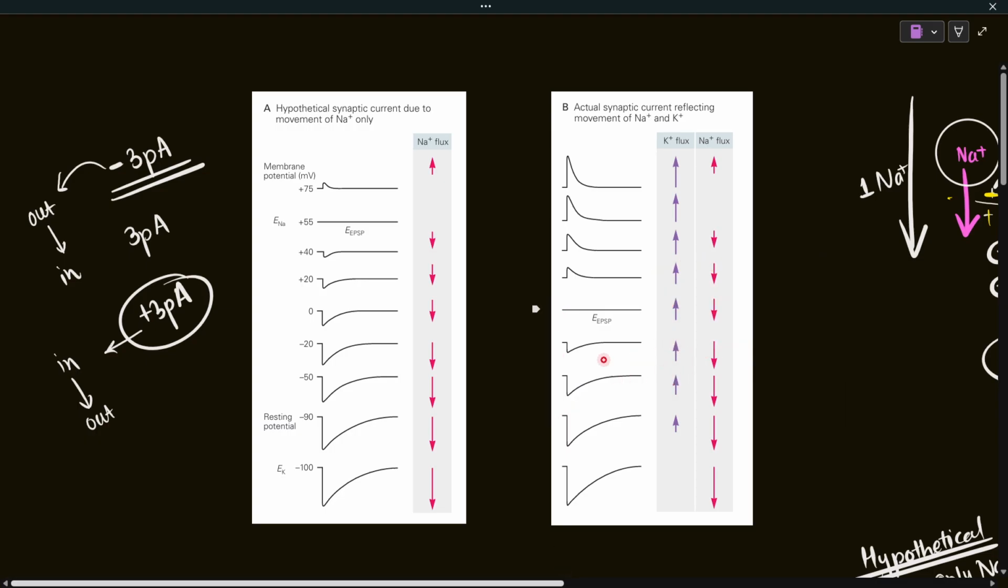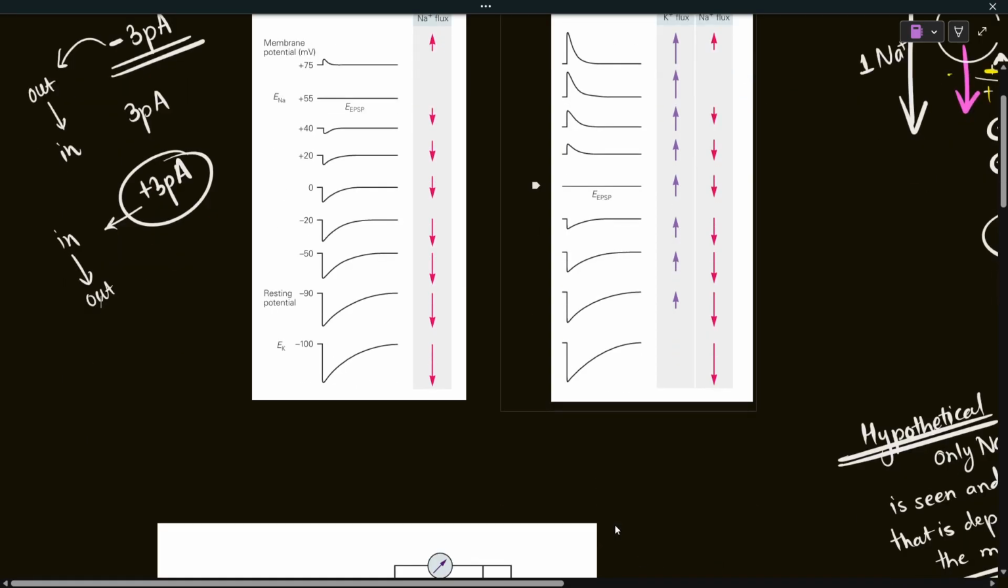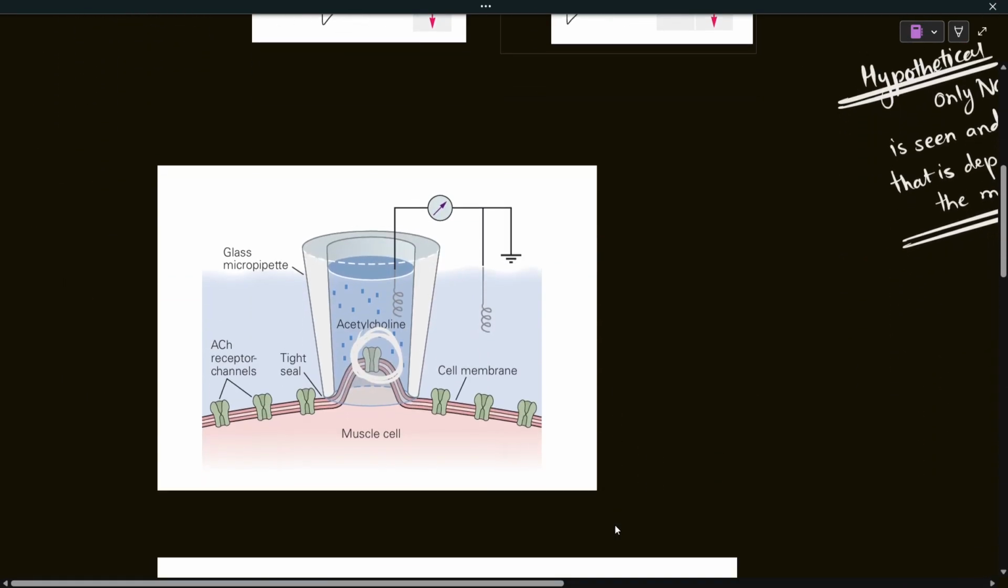So this is how the intracellular voltage recordings were done, which gave us an idea that the generation of action potential is due to both sodium ions as well as potassium ions. The reversal potential for sodium ion is plus 55 millivolt, but the reversal potential for sodium plus potassium ion is 0 millivolt. I hope this experiment is quite clear to you all. Then let's learn about patch clamp recordings.